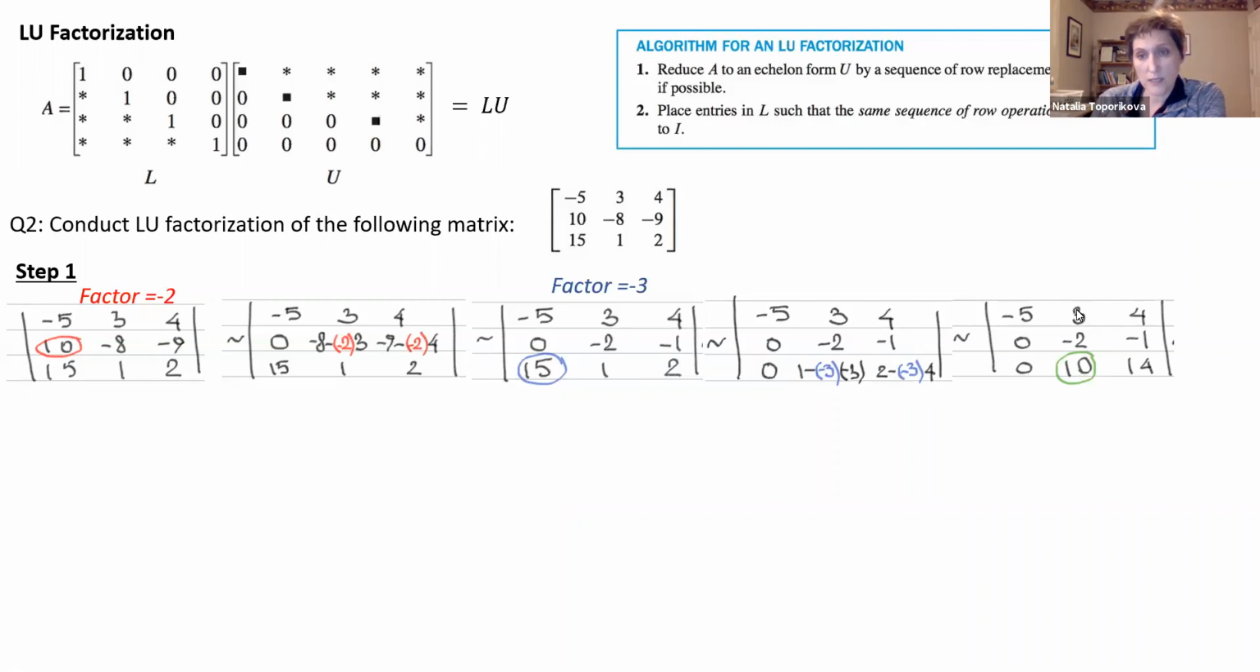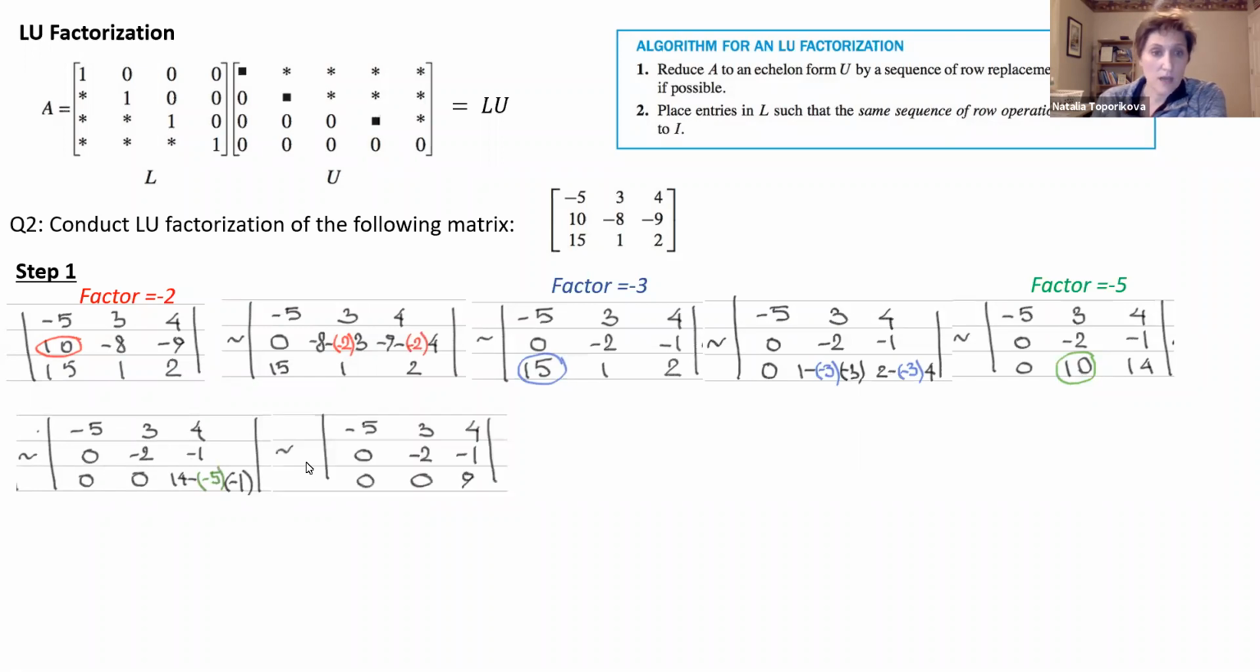So let's look at our second column. We have a pivot element here, -2, but below our pivot element, we would like to have a 0. So this 10 should be converted into 0. Again, we can use a multiplication factor, in this case, -5. So we subtract our multiplication factor -5 multiplied by the appropriate element of the second row. And that will give us a matrix U in the echelon form. We have diagonal elements, which are our pivot elements, and below we have 0. Wonderful. That's our matrix U.